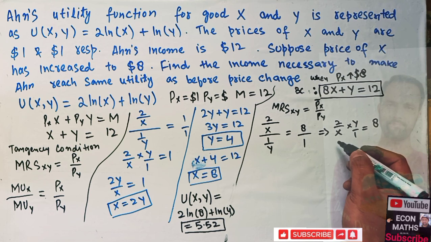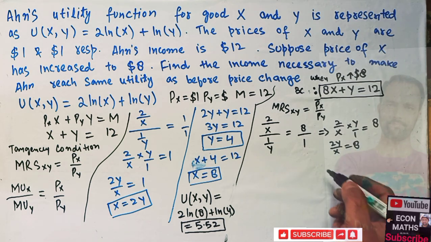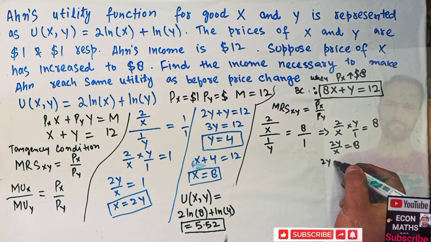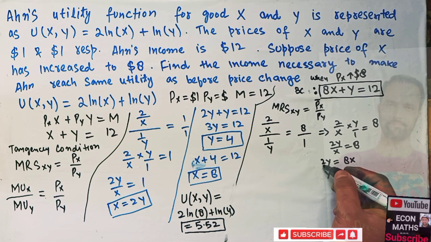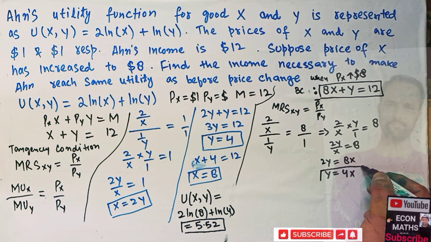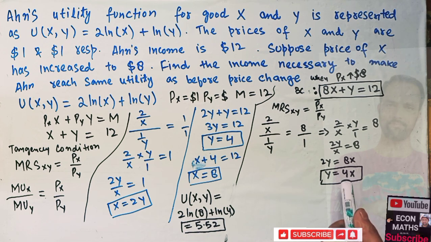Here we can write it like this, 2y upon x is equal to 8, or 2y is equal to 8x, or y is equal to, transposing this 2, it will get divided, so this will become 4x. So this will be the new bundle, that means y is equal to 4x.